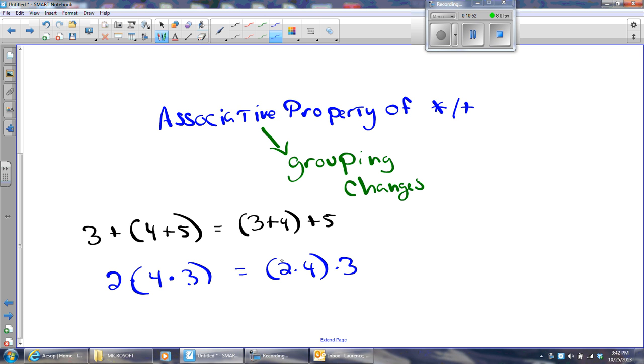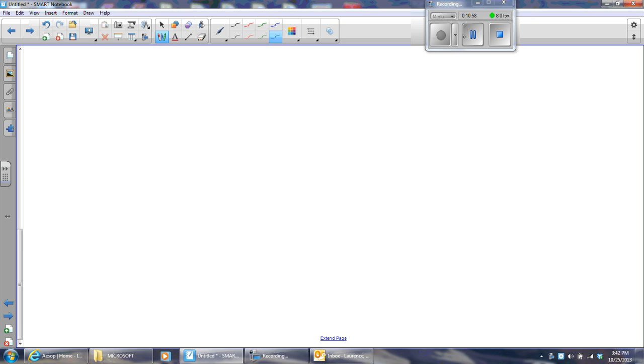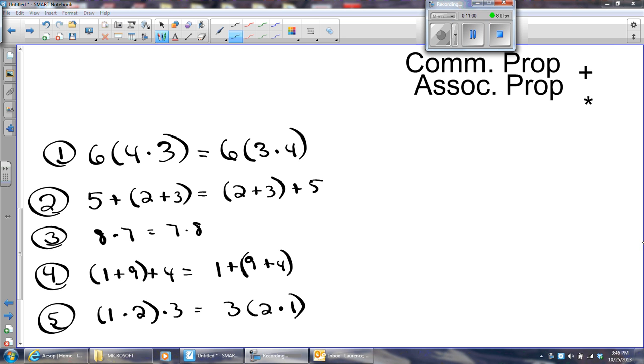Here, what I'm going to do is give you some problems, and you're going to have to tell me which property it is. So give me a second to get that set up. Okay, so I've got a couple of problems set up here. Hopefully you're reviewing those properties. Again, if you want to make flashcards of them, you go right ahead.